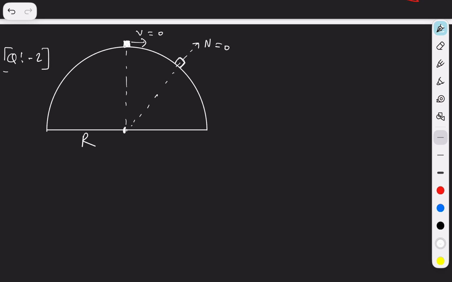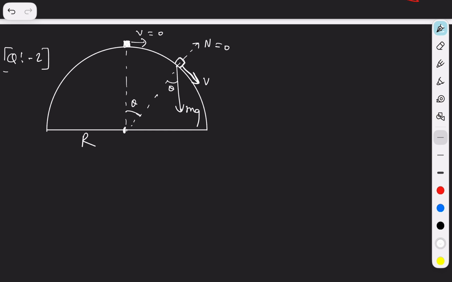It means we can apply the centripetal condition here. Let's say this angle is theta. If this is mg, this will also be theta. Let's say the velocity of the particle is v, after it has gone down this much. It has gained some velocity, and this velocity is v. So we can apply the centripetal condition, and we can get the answer directly.